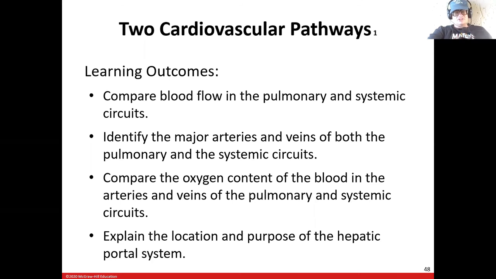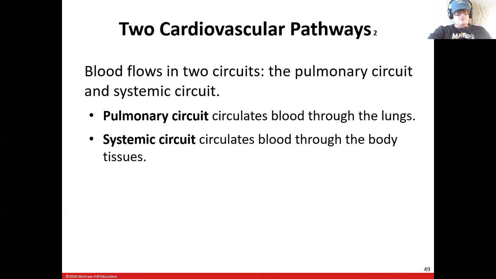We'll talk about oxygen content. In the systemic circuit, the normal thing that you see is that arteries and arterioles have more oxygen than veins and venules. And the hepatic portal system, that's easy peasy. Anyway, moving on.